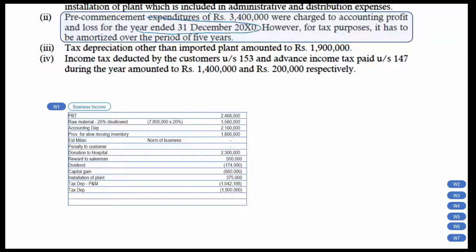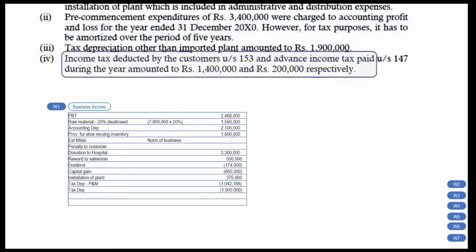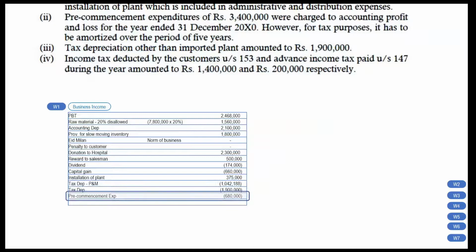20x0. We are working on year 20x2. So erroneous treatment of pre-commencement expenditure does not belong to current year. So no correction is required in current year in accounting profit. But since this has to be amortized over 5 years, therefore, we will create an expense this year by dividing 3.4 million by 5. So amount of expense comes to rupees 680,000. This working is complete now. You can make its total.